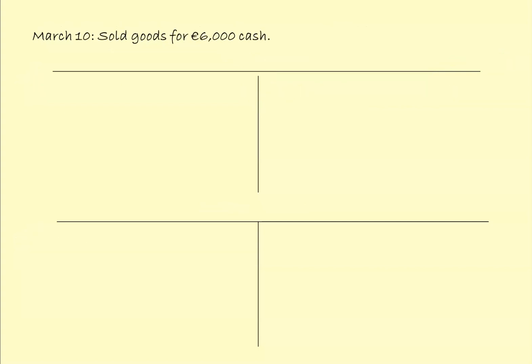Moving on then to March the 10th, which is the next one. Sold goods for 6,000 for cash. When I sell goods, this is recorded in a sales account, and it says cash rather than bank, so I'm going to open up a cash account. So I have a cash account and a sales account.